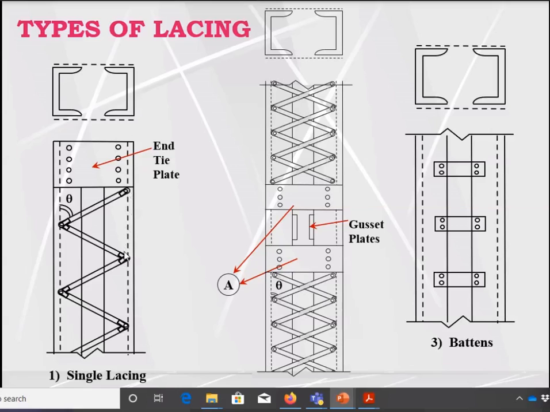It is the length between two lacing connections on the same member. In this case, the unbraced length will be this one. In case of the batten, the unbraced length of a single section will be from the center of this connection to the center of the other batten. So the effective length is considerably reduced.